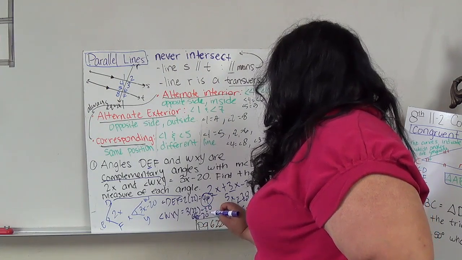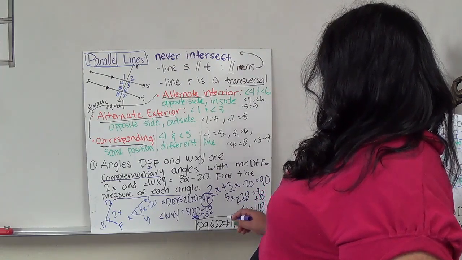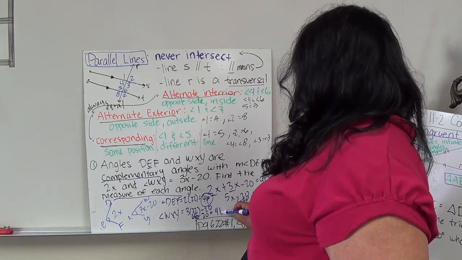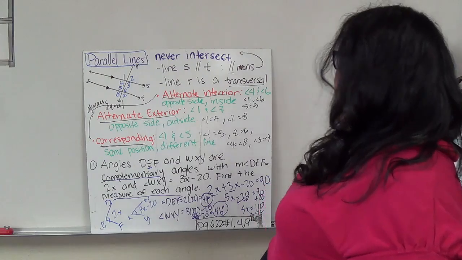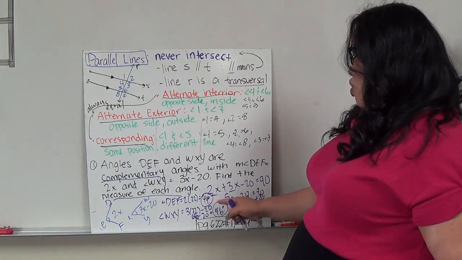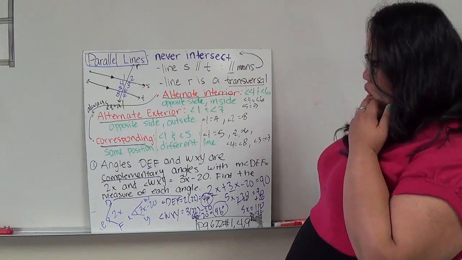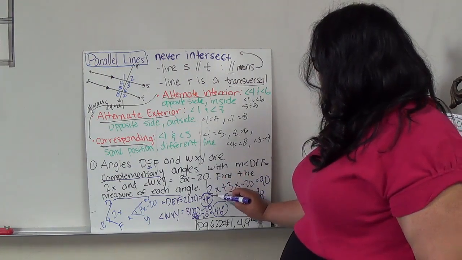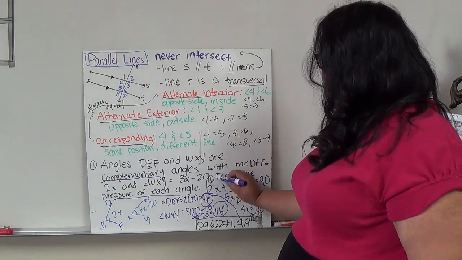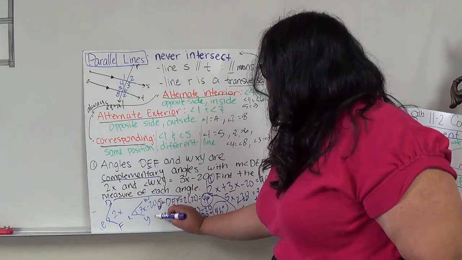minus 20, which would give me 46 degrees. Now I have to check that. Does that give me 90? 44 plus 46 does give me 90. So it's a good way to check to see whether I'm right or wrong. So sorry about that. This is my first step, and this is my second and third step.